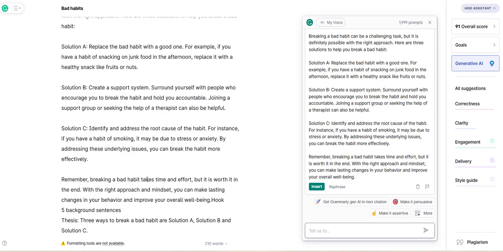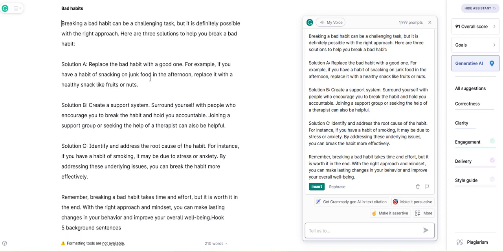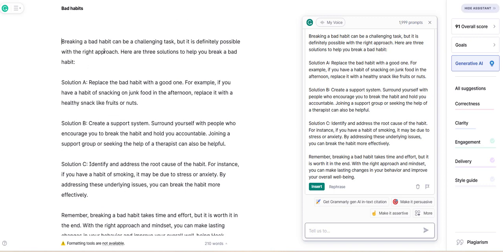It's only plagiarism if you tell ChatGPT, write me an essay about XYZ topic, and then you just sit back and do nothing. That's plagiarism. Here you still have to figure out, okay, you've got solution A, replace the bad habit with a good one. So here you have, breaking a bad habit can be a challenging task, but it is definitely possible with the 3 solutions. And so here you would say, you have to rewrite this.